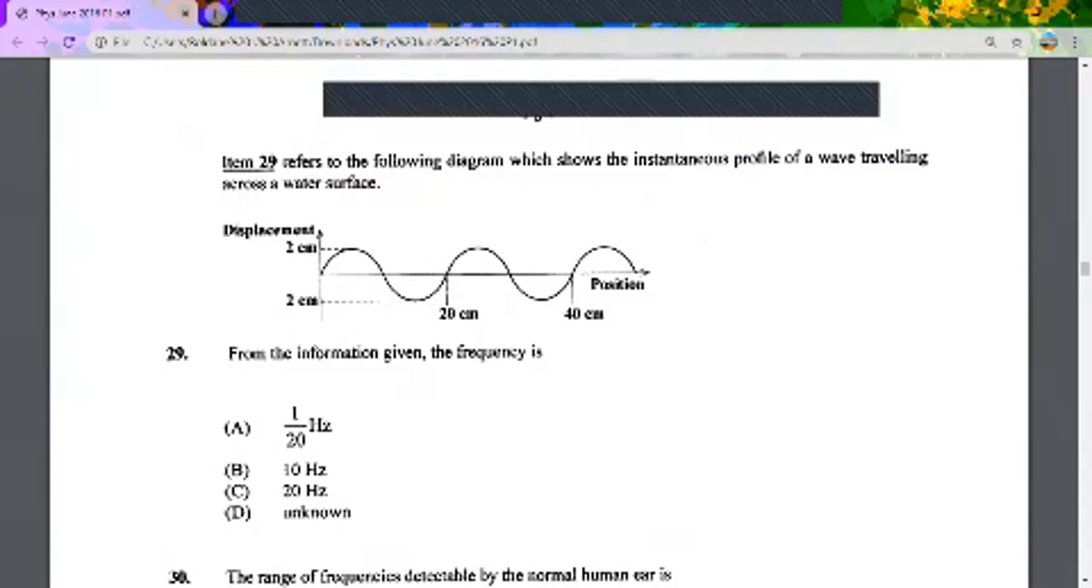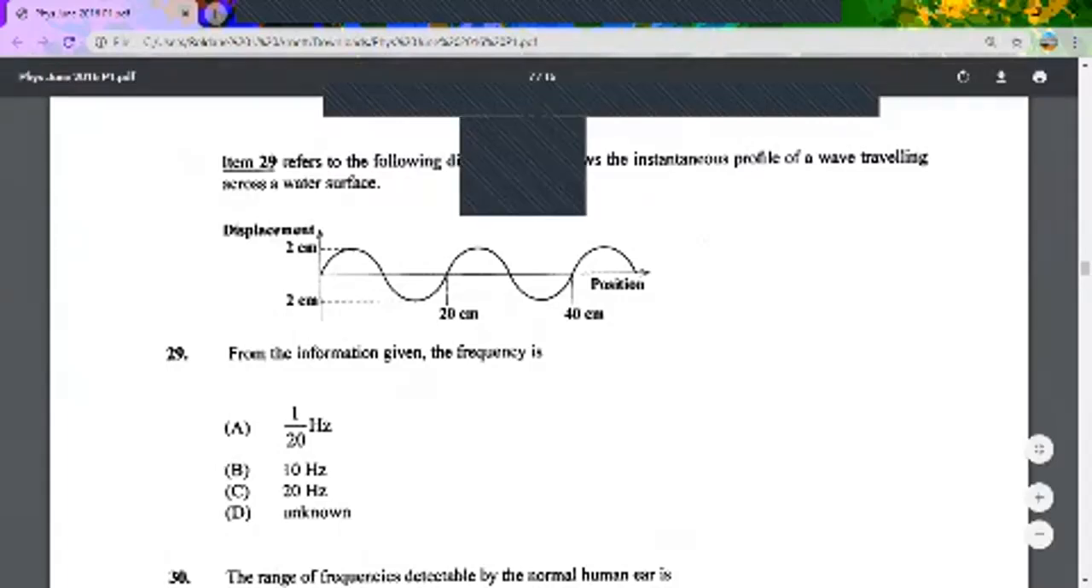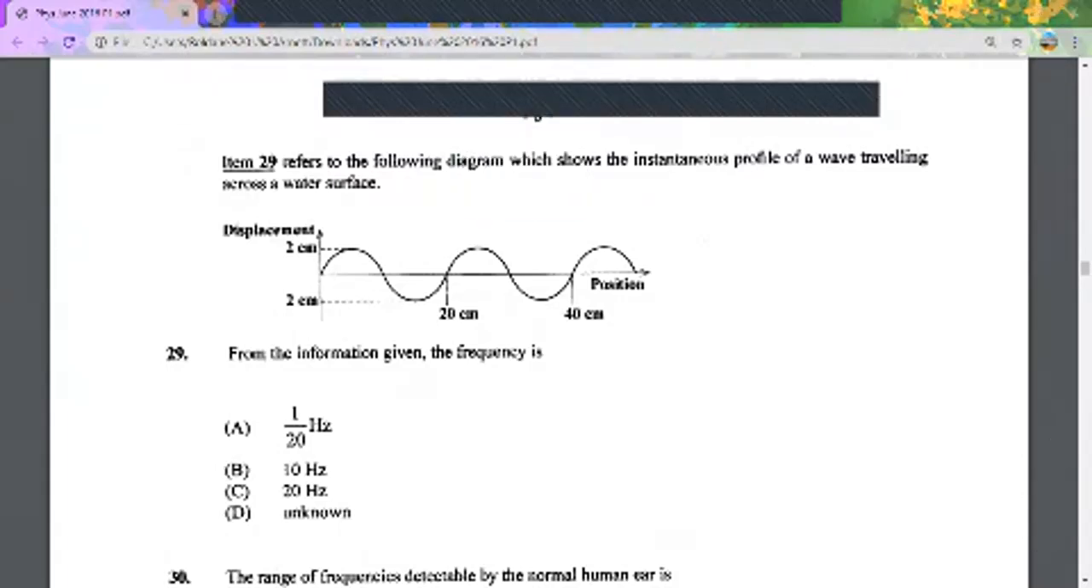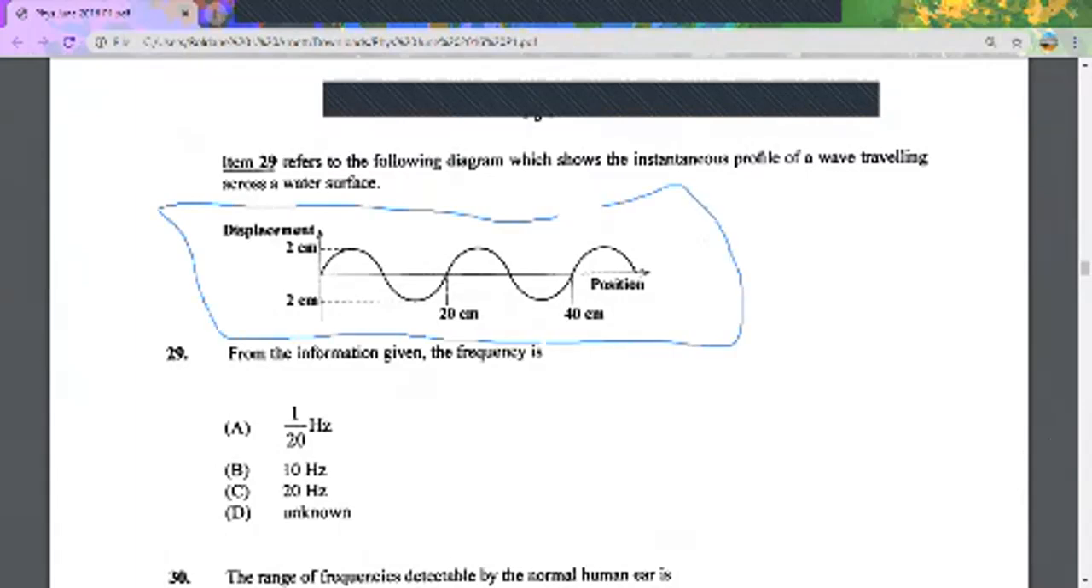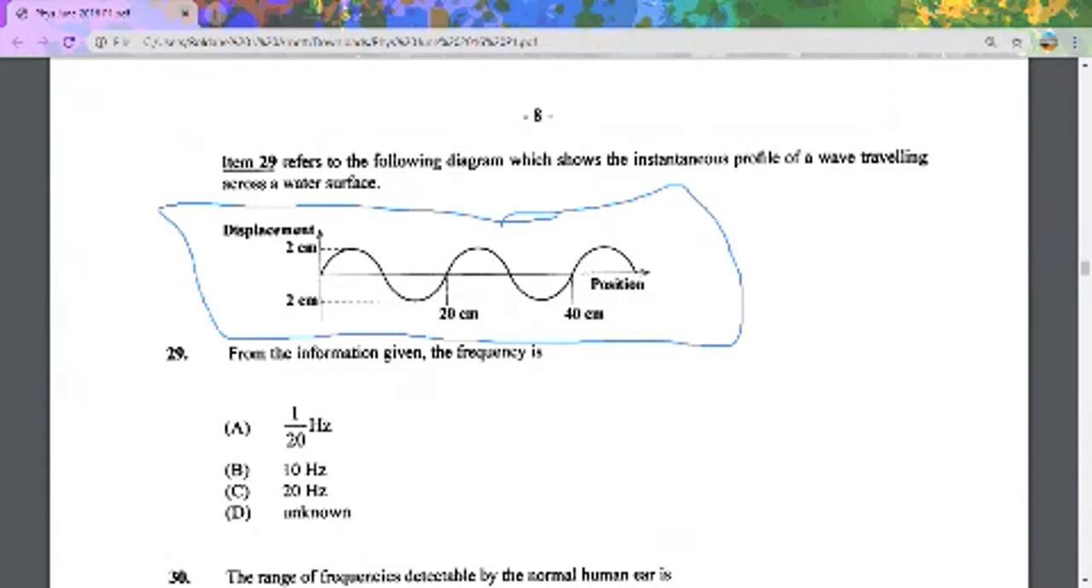29. From the information given, the frequency is... and you can get the frequency from this. So frequency is a function of time. If they give you nothing right here to actually calculate the frequency using some information about the time, there's no way you can get it. And we know frequency is 1 over the time period. Frequency is the amount of waves you can get in 1 second. Where here do you see a second, a minute, or hour? Nowhere. So we would say D, unknown.